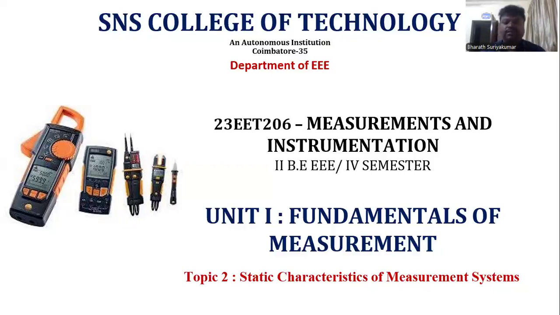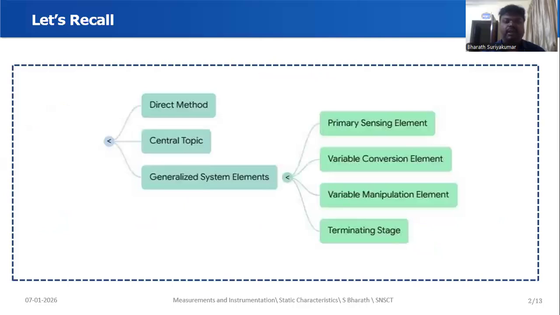We are dealing with the first unit, the fundamentals of measurement system. The last topic that we discussed is about the functional elements. Today, we are going to discuss the static characteristics of the measurement system. Let's have a small recap about the previous topic.